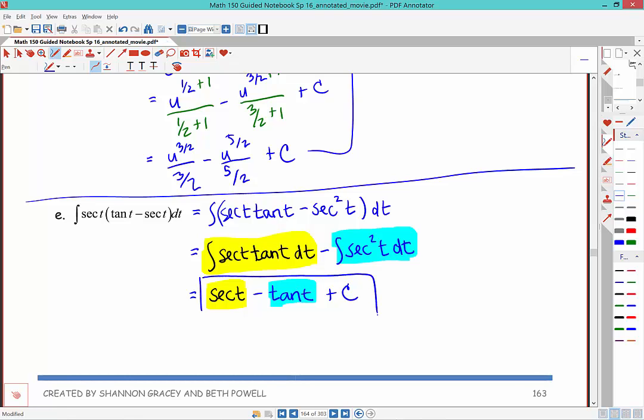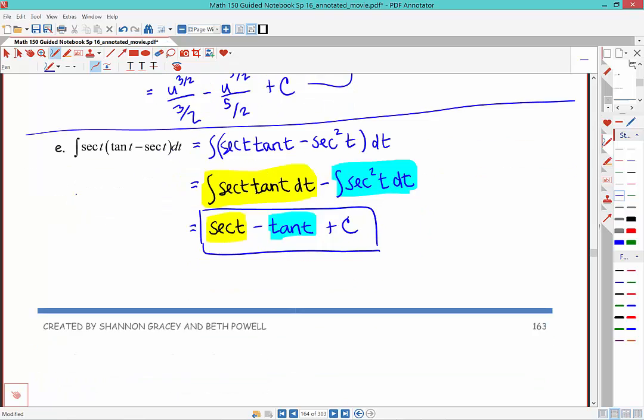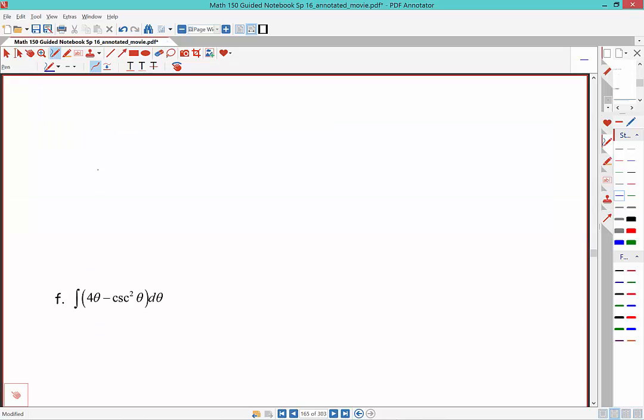And we're done. All right, so next up we have the antiderivative of 4 theta minus cosecant squared of theta d theta.